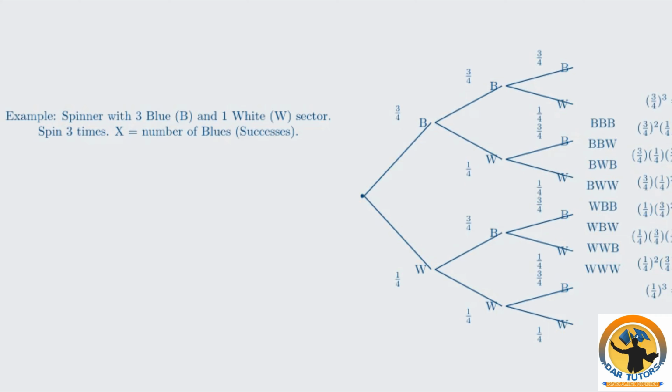The independence of the spins means we can multiply probabilities along each path to get the probability of that specific outcome. For example, the path BBB has a probability of (3/4)³, which is 27/64. The outcome BWB has a probability of 3/4 times 1/4 times 3/4, which is 9/64. Now, let's find the probability of getting exactly 1 blue spin, which is P(X = 1). We need to find all the paths with exactly 1 B.